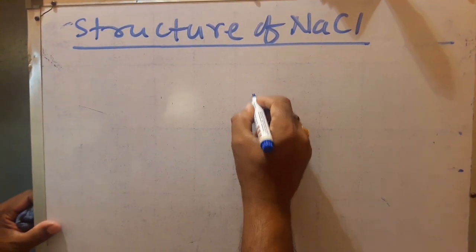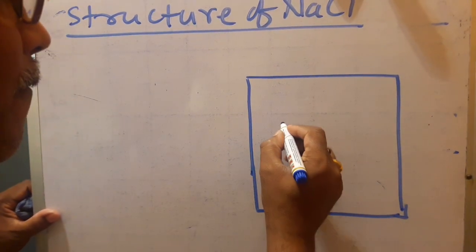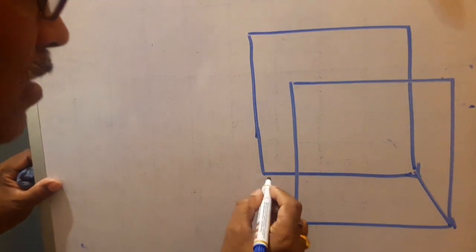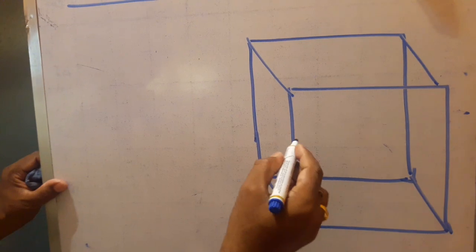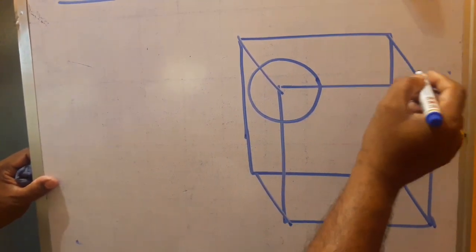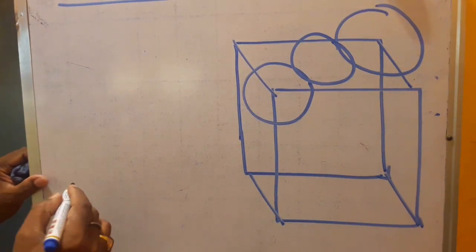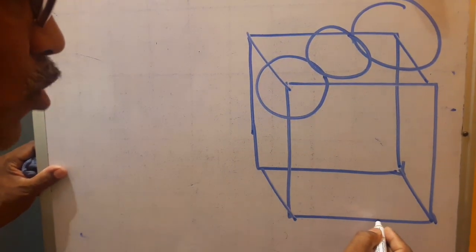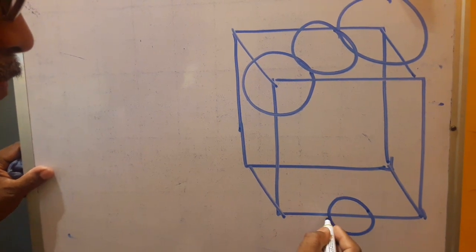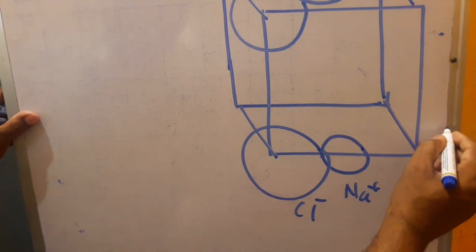For this purpose, I am drawing the cubic NaCl unit cell. In NaCl, it is seen that the Cl minus ions have CCP arrangement. That means the Cl minus ions occupy all the corners and the centers of the faces. And the Na plus ions occupy the centers of the edges and the body center. This is your Cl minus ion, this is Na plus ion, and this is another Cl minus ion.